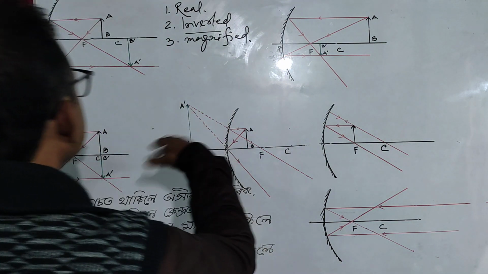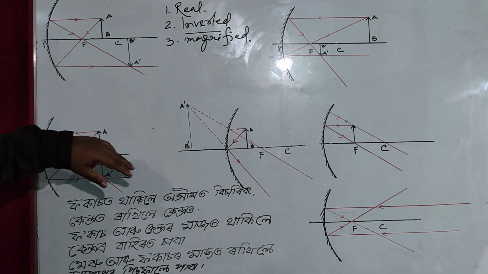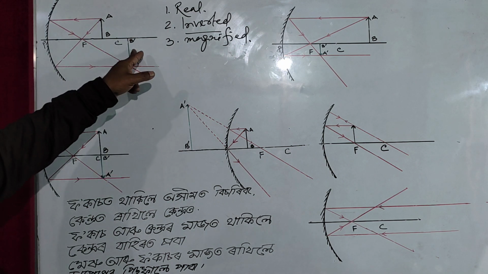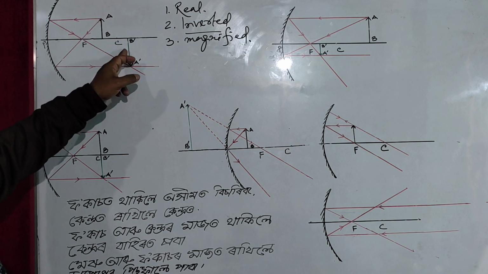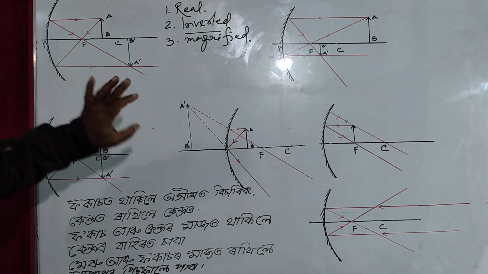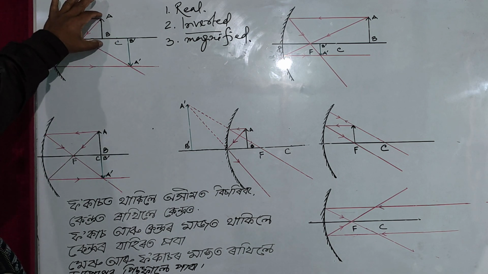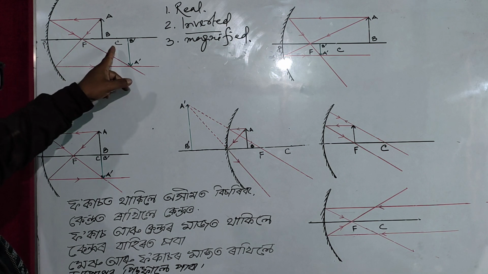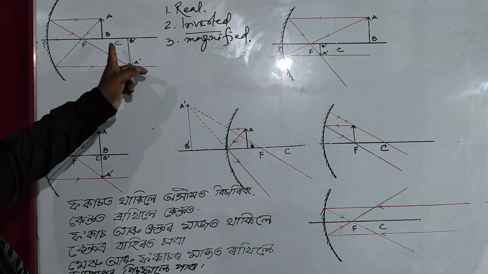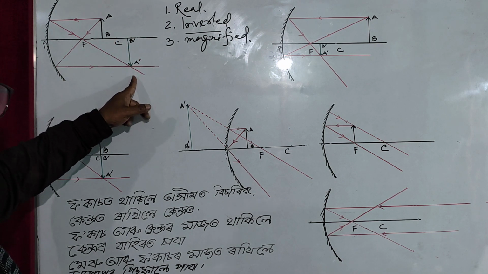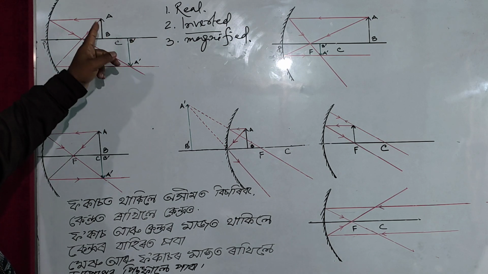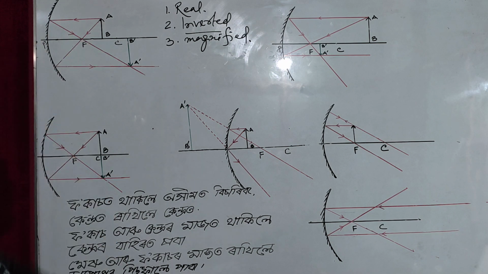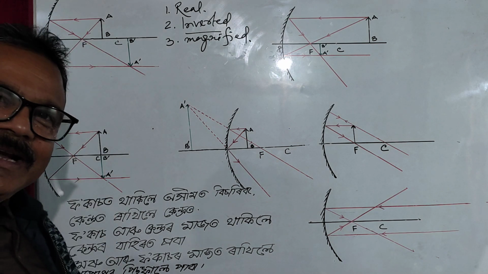In another way, here itself you can think. If this is the object, this one is the image. If it is the object, then this is the image. Clear? So, easily you can remember that if the object is placed in between the focus and the center of curvature, then the image is formed beyond the center of curvature. And in other words, if the object is placed beyond the center of curvature, then the image is formed in between the focus and the center of curvature. Is it clear?